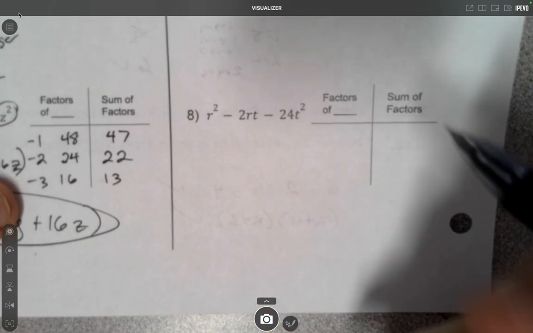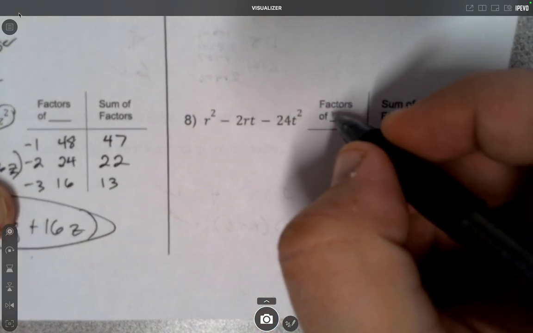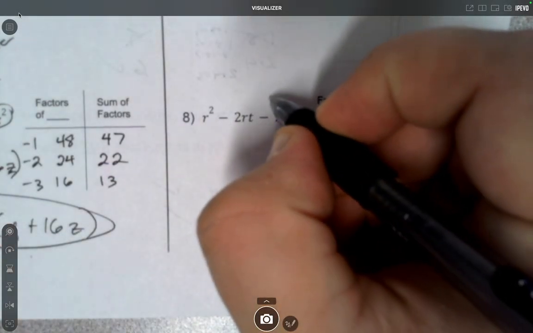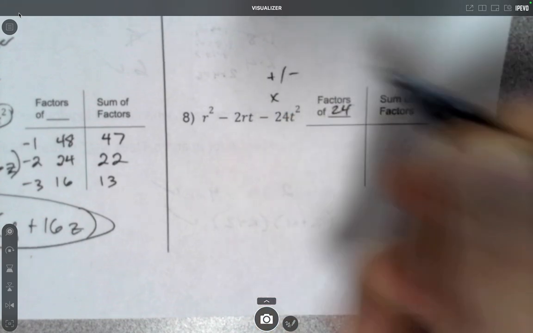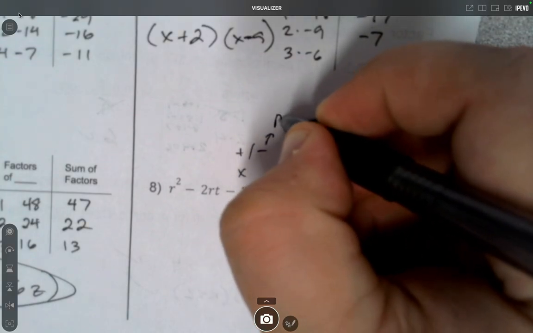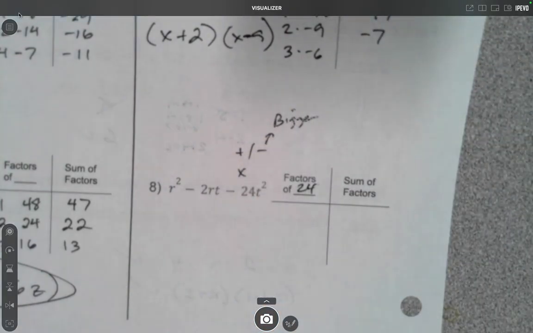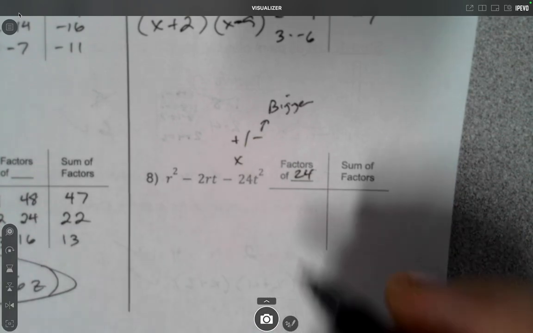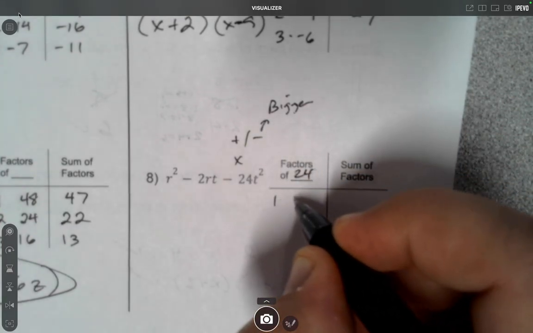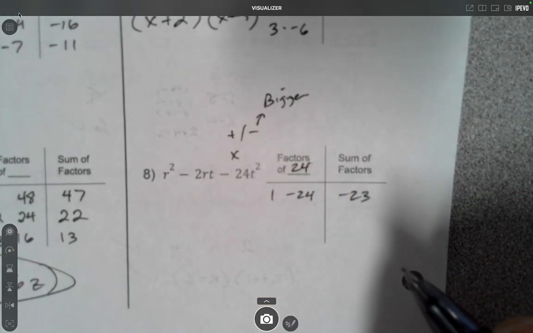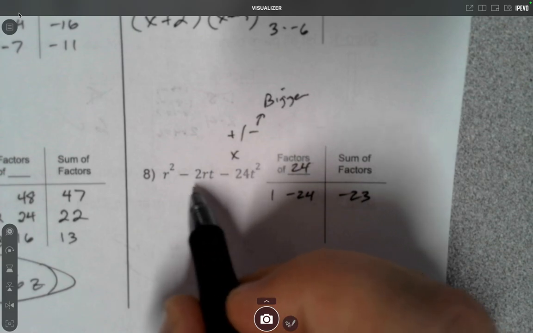Okay, last one. So we need multiples of 24. And when we multiply, it's negative. So we'll have one positive and one negative. When we add them, the result is negative. So negative will be the bigger of the two. So I need the big one to be negative, so I do positive 1, negative 24. That adds up to negative 23. Okay, no match there.